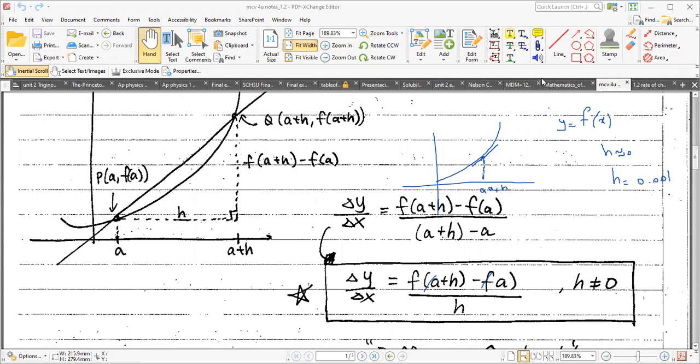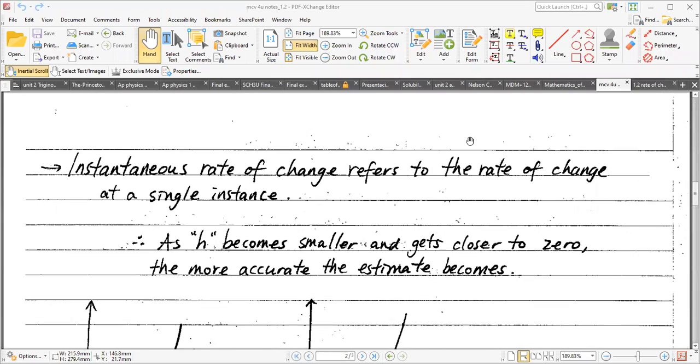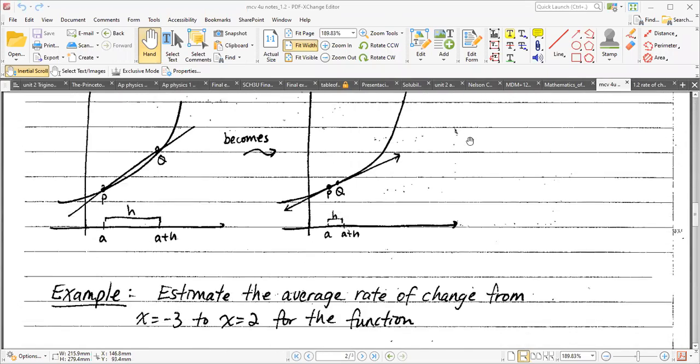This will be the instantaneous rate of change. Make sure when you do instantaneous rate of change, you have to find another point that is very close to the point that you want to find the instantaneous rate of change. We'll do an example. You'll see that better.